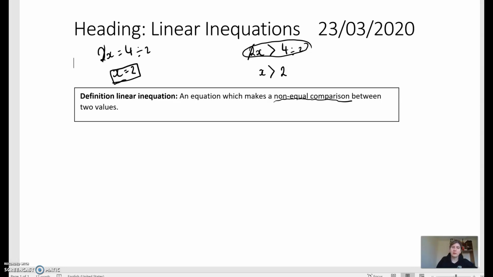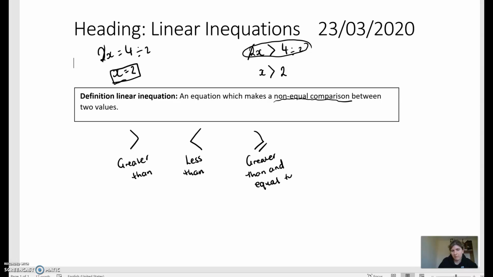It'd be good if you could write that definition in your book, by the way. You've got the heading and the date up there. The main types of inequalities we have are greater than, less than, greater than or equal to, and less than or equal to.